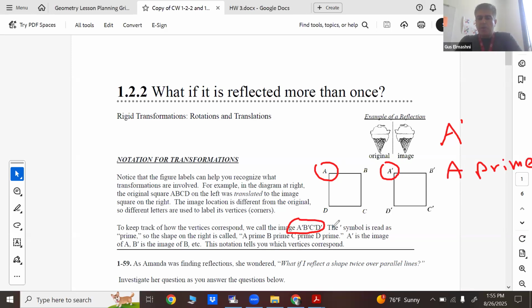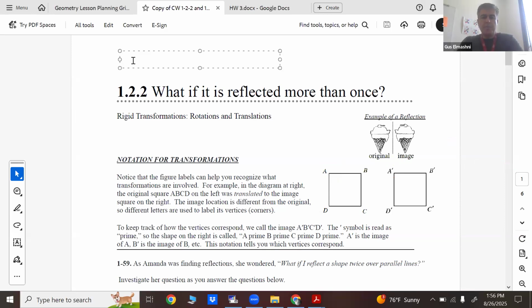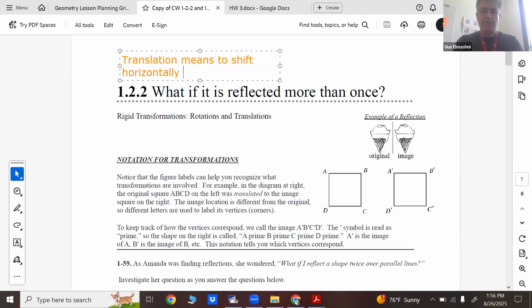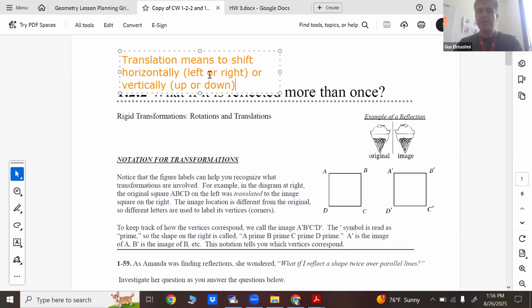So the notation tells you which vertices correspond, right? So the top left, top left, top right, lower right, lower right, lower left, lower left. Hope that makes sense. That's called a translation. Translation is when you shift. So let me actually define it for you guys so you can write it down somewhere. Translation means to shift horizontally, so left or right, or vertically, up or down. That's what a translation means, how you're shifting the graph.